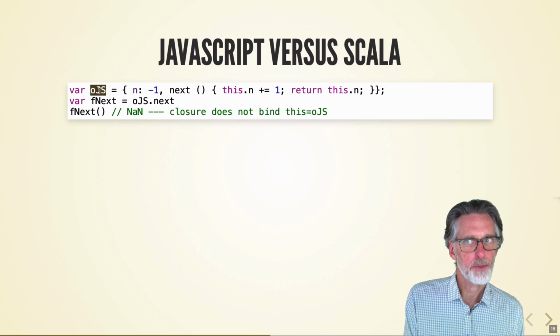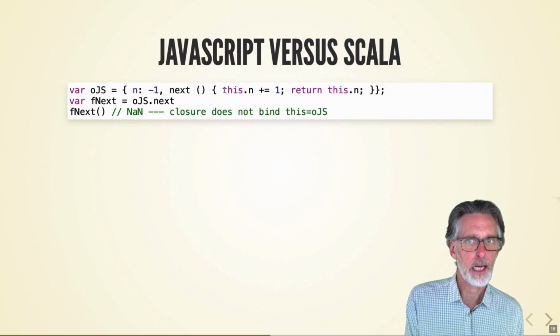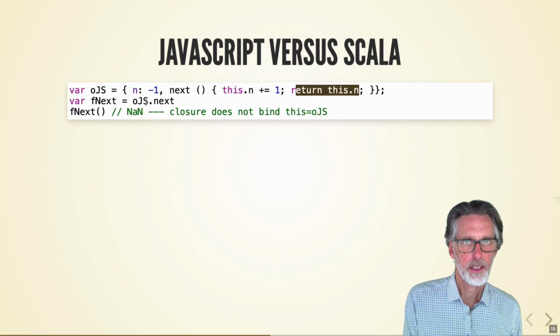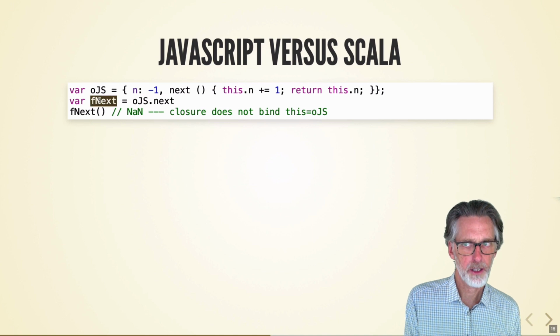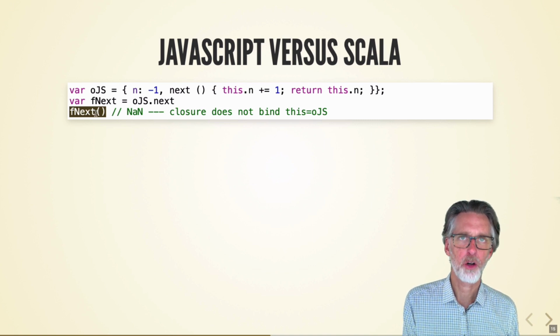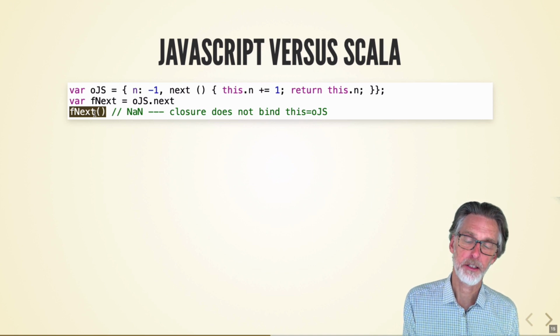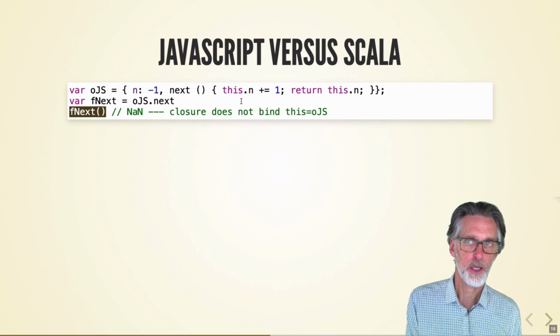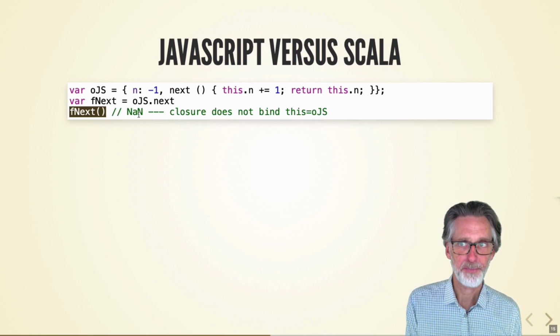Here's a JavaScript counter, in this case doing a pre-increment and then returning this.n. And as we just saw, if I save the next function into a variable and then invoke that, I'll get nonsense out. Well, what's going to happen here is that we're going to look for n in the global context. Assuming that's not defined, I'll get undefined. And therefore, we're going to have undefined plus 1, which is not a number.